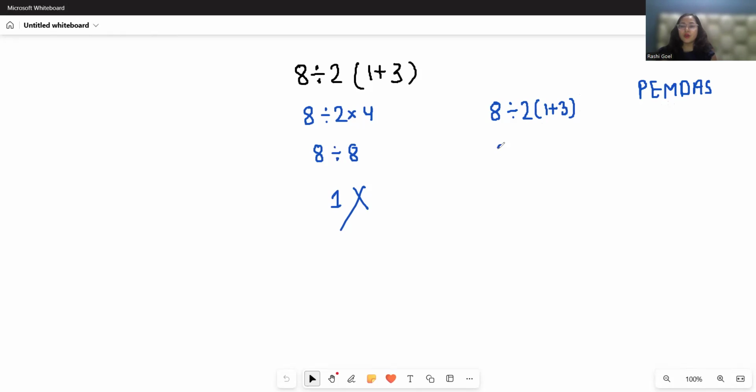So here first we are going to solve the parenthesis, that is 1 plus 3, that is 4. Now, here division and multiplication, both signs are given. So, we can start from left to right. So, 8 divided by 2 times 4. 8 divided by 2 is 4, times 4, which is 16. So, 16 is the correct answer of this expression.